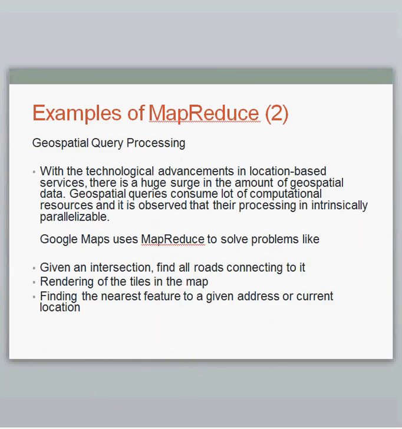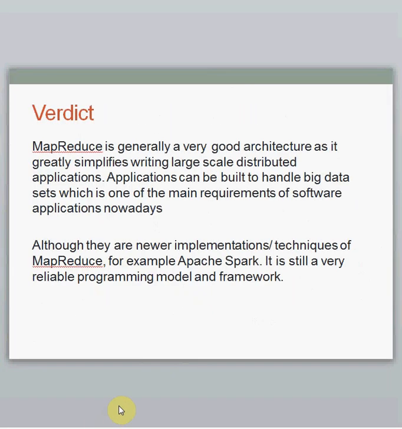In conclusion, MapReduce is generally a very good architecture as it greatly simplifies writing large-scale distributed data applications. Applications can be built to handle big data sets, which is one of the main requirements of software applications nowadays. Although there are newer implementation techniques than MapReduce, for example, Apache Spark, it is still a very reliable programming model and framework.